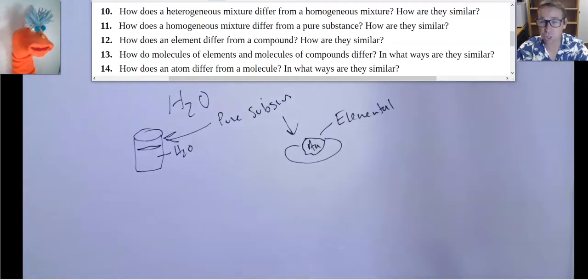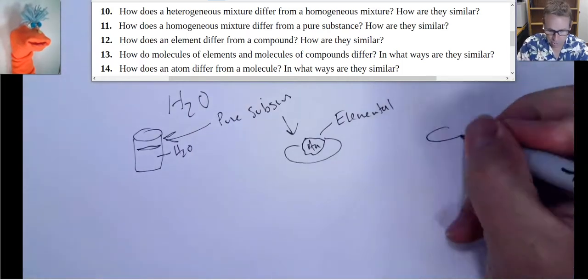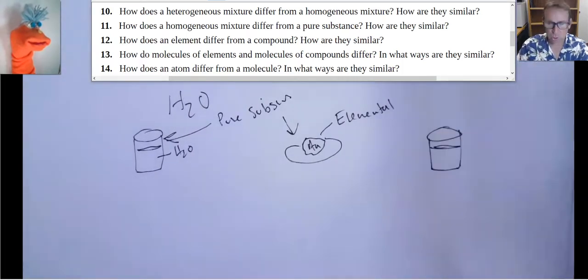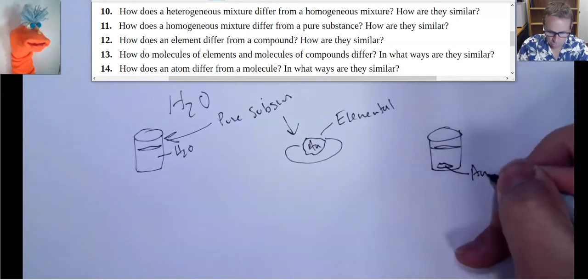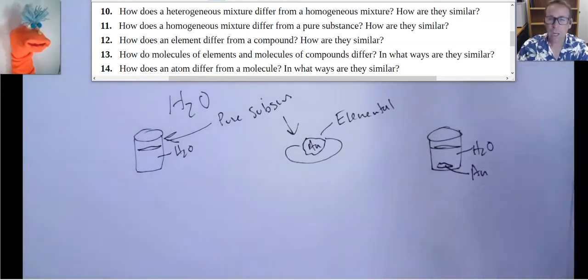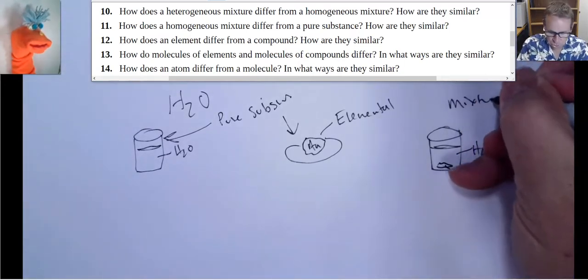and elements are pure substances. But mixtures, what are mixtures? Oh, I remember now. Mixtures are different elements or compounds together in the same container, right? That's right. In the same container, all right? So if I have here some gold and some water, I call this a mixture, all right? So those are our mixtures.